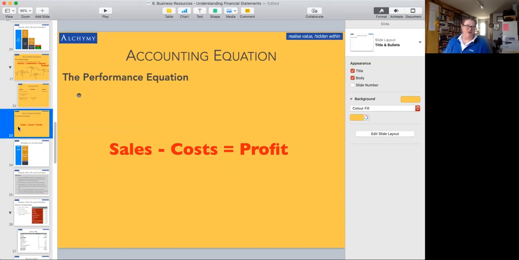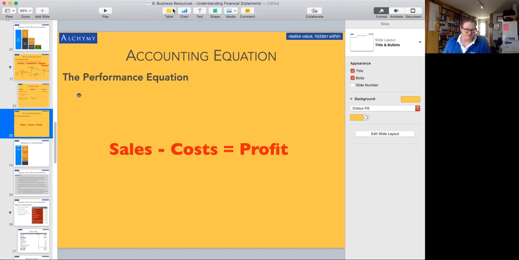The performance equation on the other side, which is really what the profit and loss account is, we transfer in our sales. We might have sales from cash sales, from credit sales, sales from this unit, sales from this store, sales from that store. We add them all in. We add in all of our costs on the other side because they've been paid for, and the balance is our profit or our loss. Okay, that's how the accounting system works.